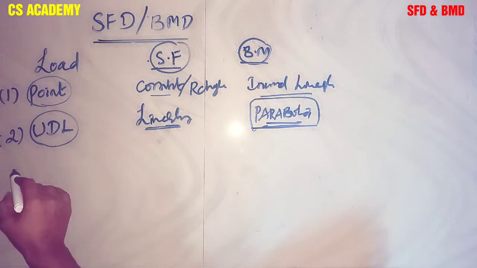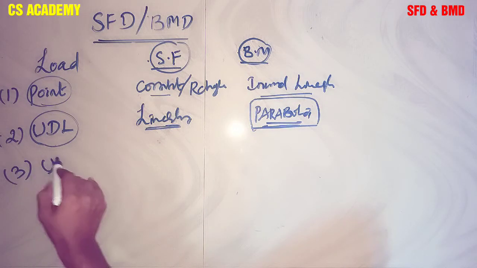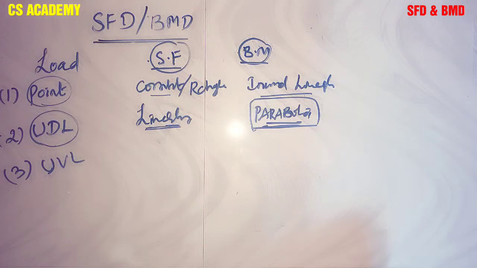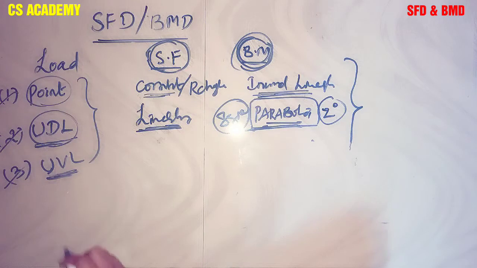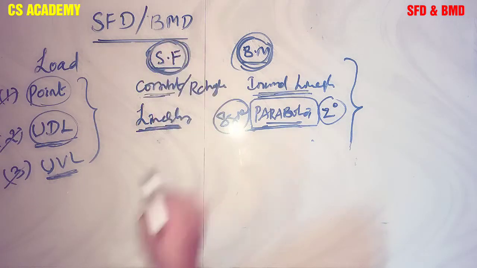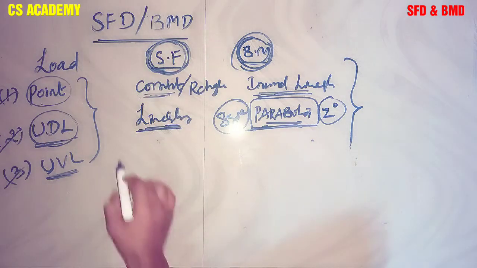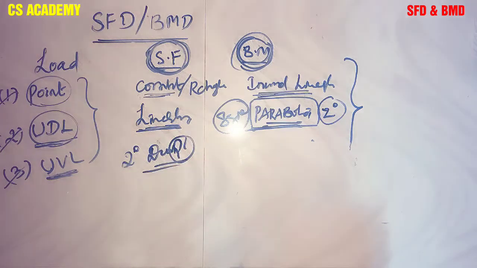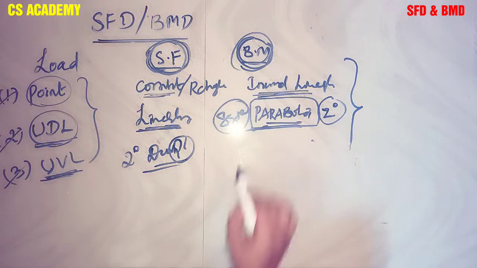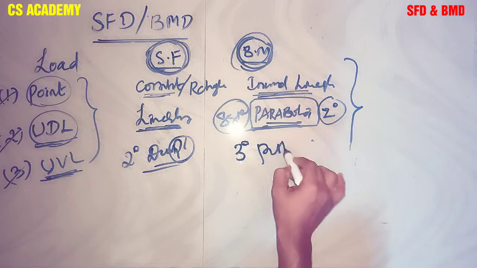If we consider one more load, the third load, that is the uniformly varying load. The shear force distribution for this uniformly varying load is a second degree parabola. So this is also very important. And the bending moment distribution for this uniformly varying load is a third degree parabola.